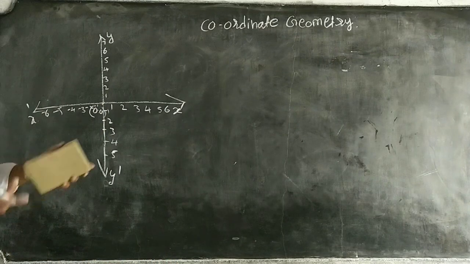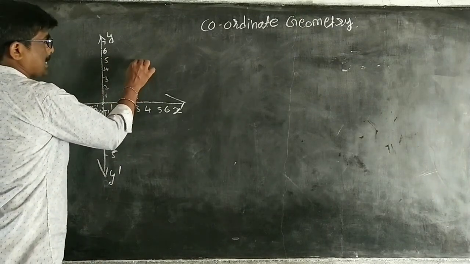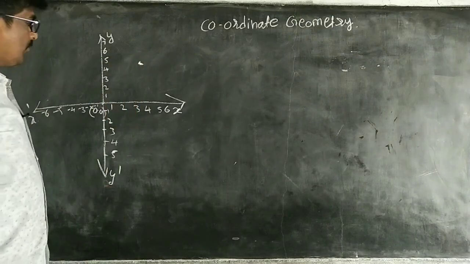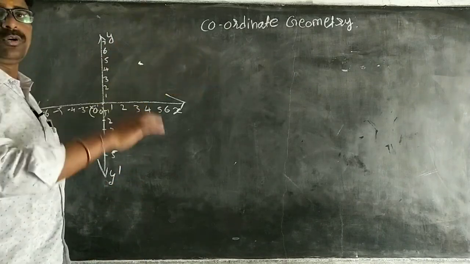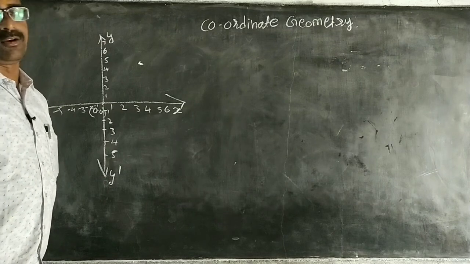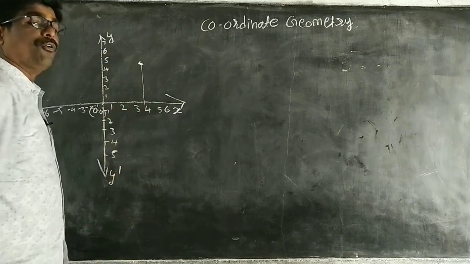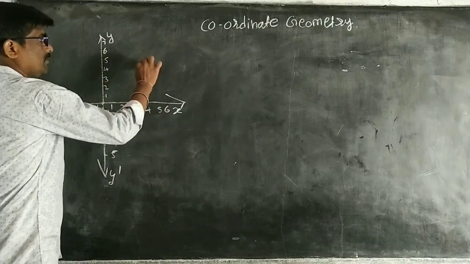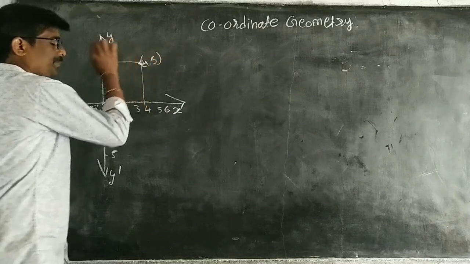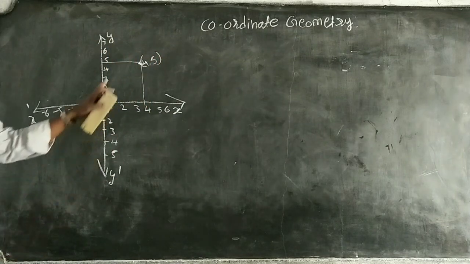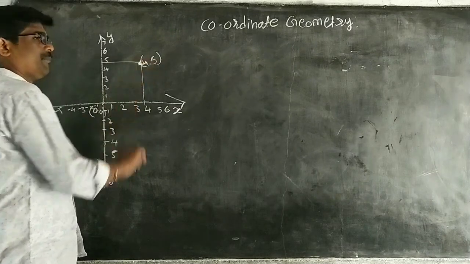Now I am going to locate a point. For example, how to take one point here. What is the point? First we take the x coordinate, second we take the y coordinate. So if I take distance 4 here, and then 5, that is 4, 5. This is the location of the point.